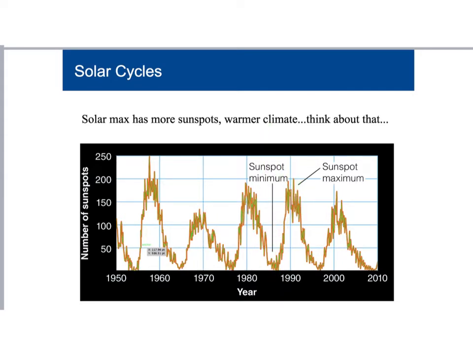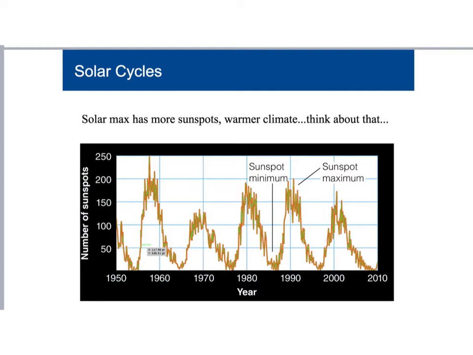So when we have solar max, there is a higher degree of sunspots, and this would indicate a warmer climate on Earth. So this does have direct consequences for Earth's climate. Now, think about that for a second, because sunspots are cooler regions of the sun. So if you have areas that are cooler, how could that possibly have an effect on making Earth warmer?